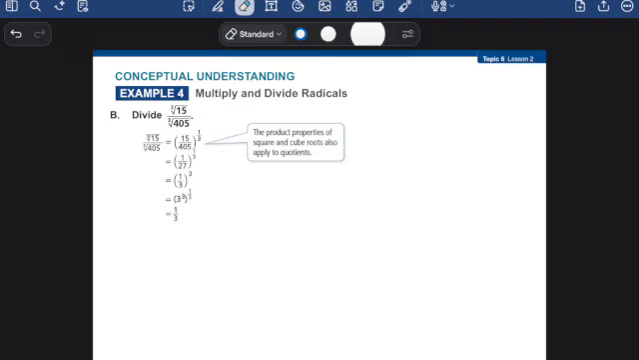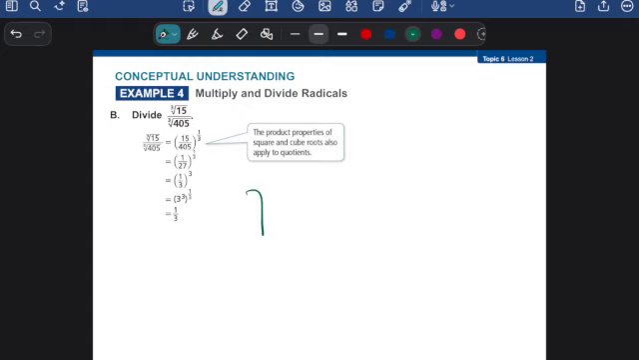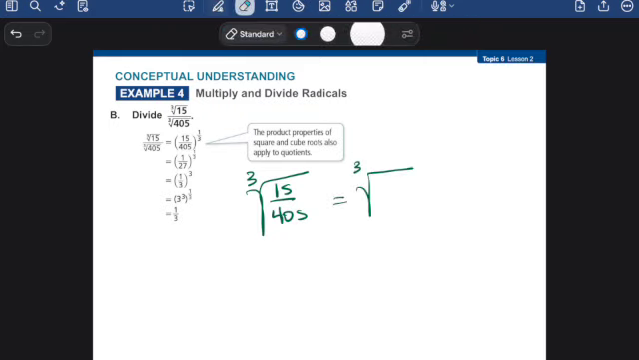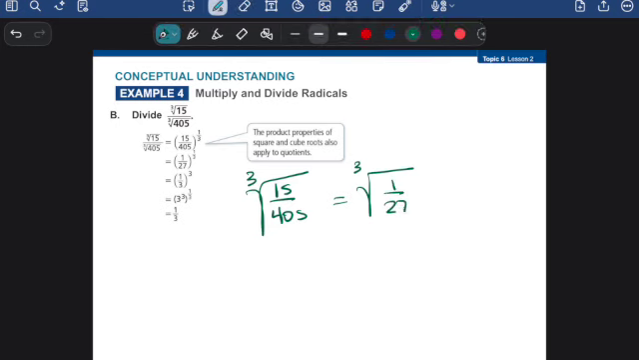Letter B, divide. So we have the same roots, so we can combine them all into one giant cube root. I think how they're showing you is a little bit tricky. I'm going to show you a different way that might make a little bit more sense. Since they are both cube roots, I can write them under one giant cube root, 15 over 405. Now look at what's inside my radicand. That is a fraction I can simplify. 405 is divisible by 15, so this becomes the cube root of 1 over 27.